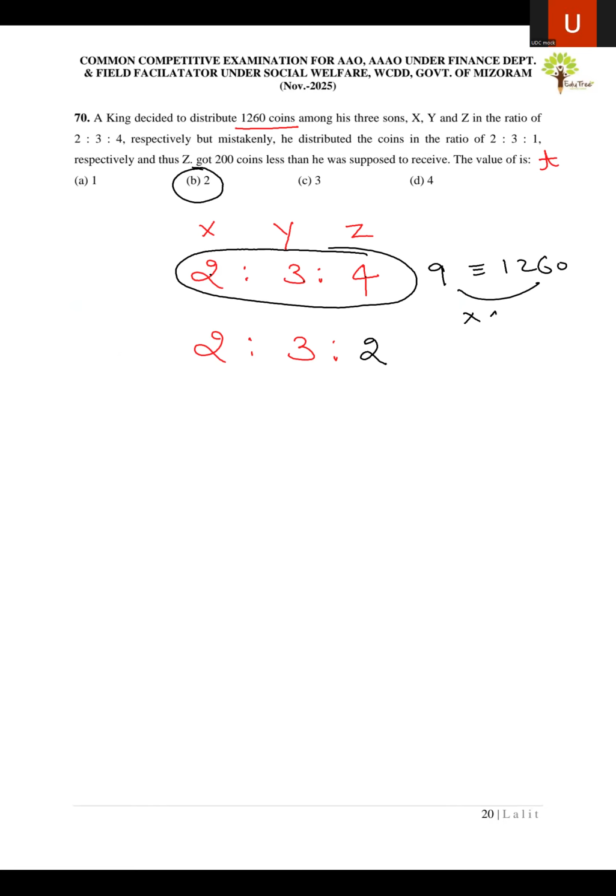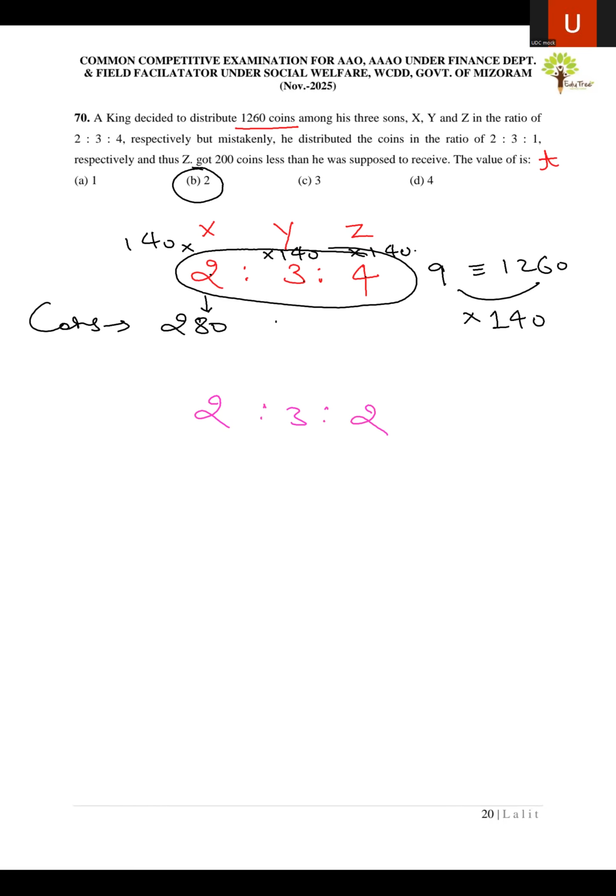9 1 9, 9 4 36. So all of these are 140 times. All of these will be 140 times. We'll get the actual coins in this. So this is 2 ratio 3 ratio 2. Now if you will multiply them, how much will we get? This is 280 coins with X, and this is 14 3 42, that is 420 coins with Y, and then 14 4 560 coins with Z.